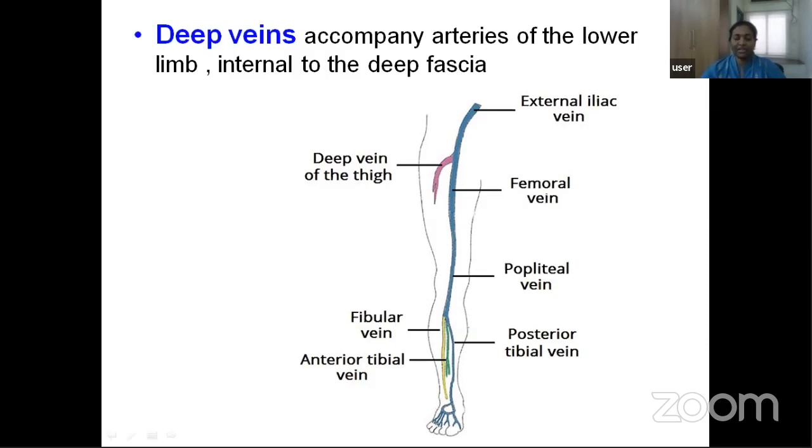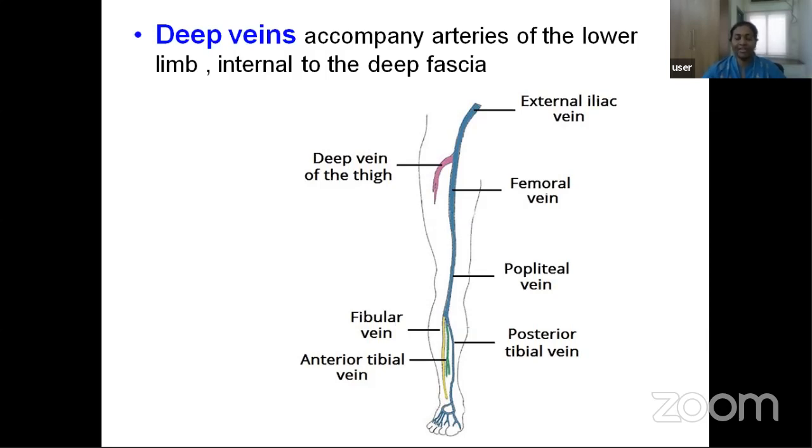But here is one important feature we need to know. With the terminal veins, that is the anterior tibial vein and the posterior tibial vein, the veins are not single. They are two in number, on either side of the artery, and they are called venae comitantes.